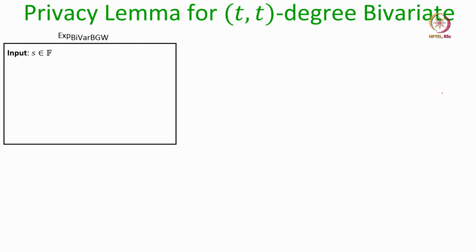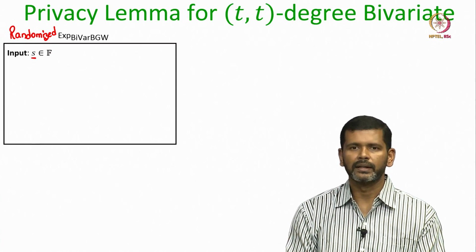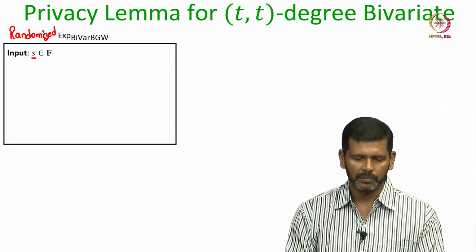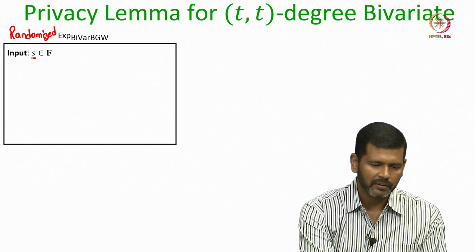Now, based on this property we will derive the privacy lemma, and to understand this privacy lemma let us first formulate a randomized experiment. This experiment is randomized because the output will be determined randomly based on the input and the random coins tossed in the experiment. So, even if you run this experiment multiple times with the same input S from the field, you are likely to get different outputs with different probabilities. So, what exactly do we do in this experiment?